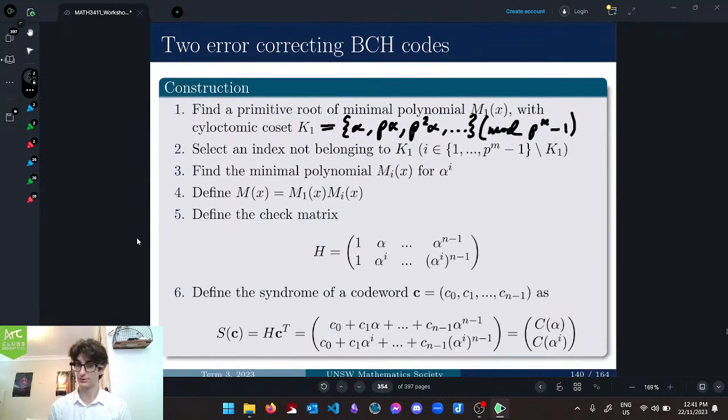Then we define a check matrix. This is something we haven't done yet, but it's just 1, 1, alpha, alpha to the I, all the way through. So just alpha to the I down the bottom, alpha up the top, increasing powers. So starting at the power of 0, power of 1, power of 2, all the way through power of n minus 1. And then we define the syndrome of a code word as H, our check matrix, multiplied by our code word transposed. And so we'll get C of alpha to the I.